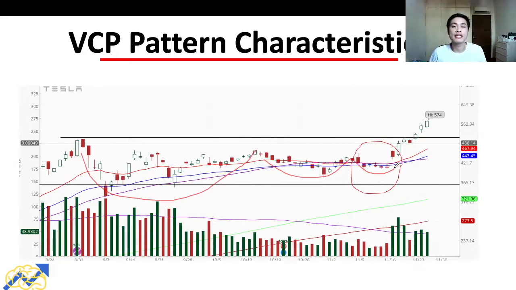The second characteristic that we want to see in a VCP pattern is volume contracting from the left side of the chart to the right side of the chart. And over here we can see that volume is generally decreasing from the left side of the chart to the right side of the chart. And that is the second characteristic of the VCP pattern.